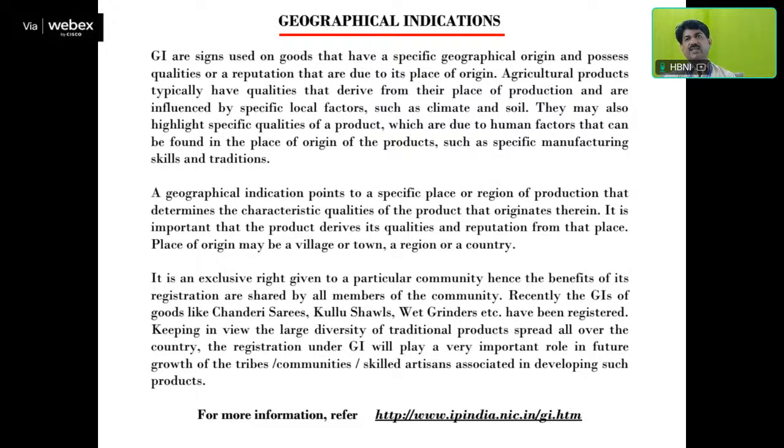It will have signature smell, signature texture, signature color, and the signature of their tradition also. A geographical indication points to a specific place of origin of production that determines the characteristic qualities of the product that originates there. So various products can have GI tags.